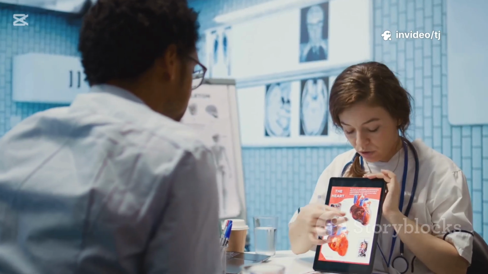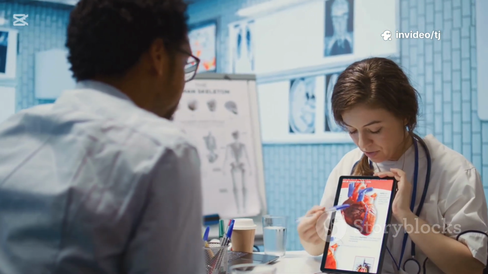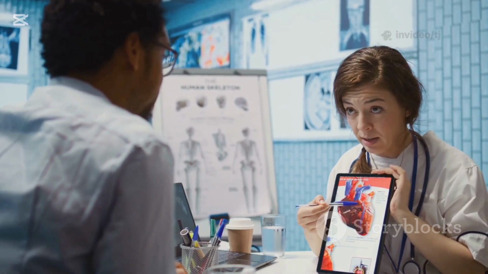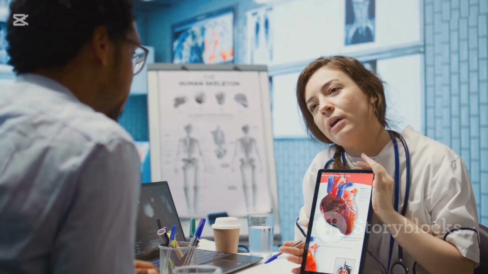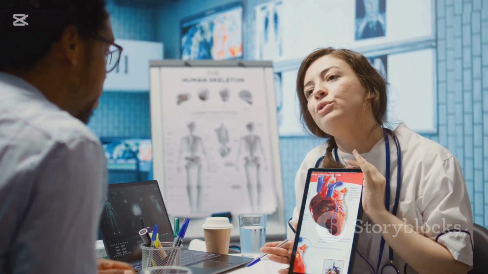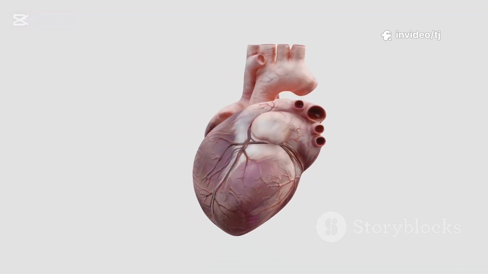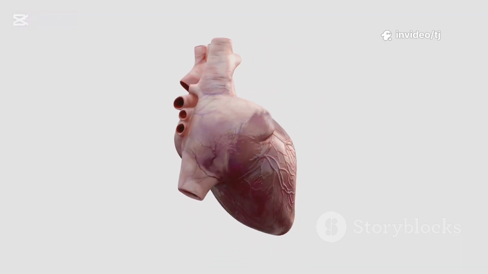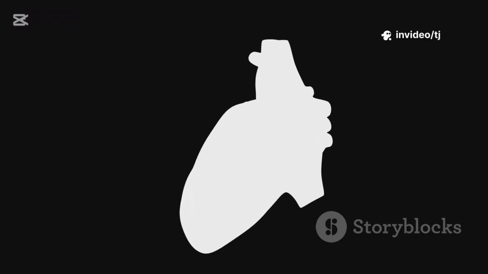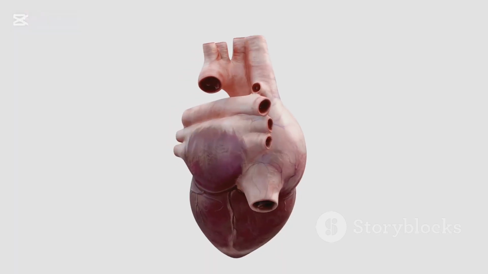The combined condition, CoA plus BAV. When these two conditions occur together, they create a complex and synergistic challenge for the heart. The double strain on the heart. 1. The coarctation creates a major obstruction after the valve. 2. The bicuspid valve can create an obstruction at the valve.